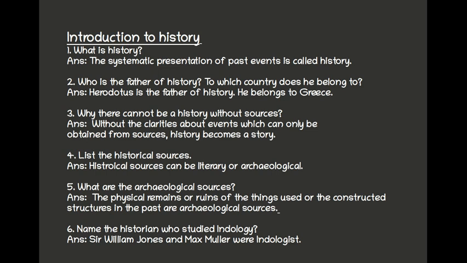Fourth one, list the historical sources. Historical sources can be literary or archaeological. Fifth one, what are the archaeological sources? Answer, the physical remains or ruins of the things used or the constructed structures in the past are called as archaeological sources. This is the definition taken verbatim from the textbook.